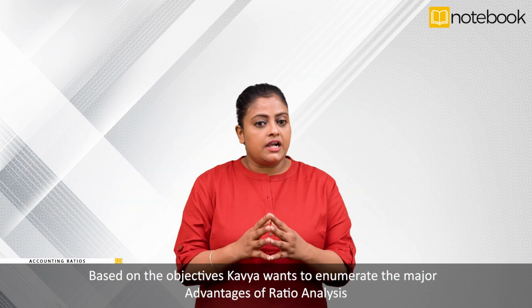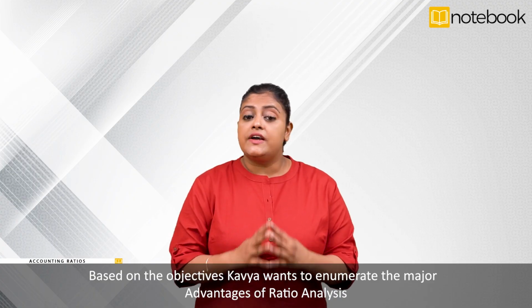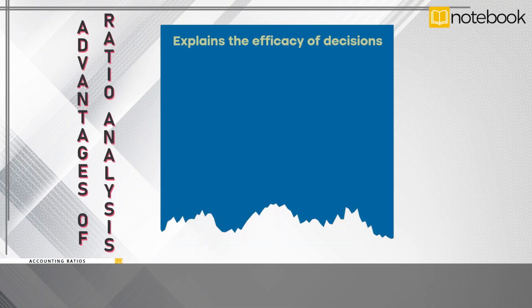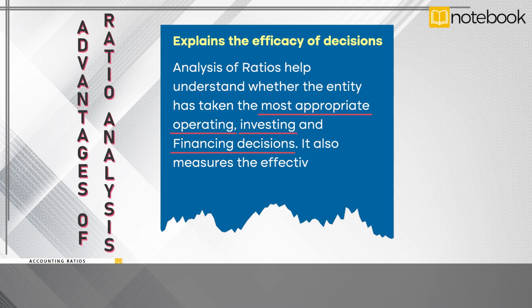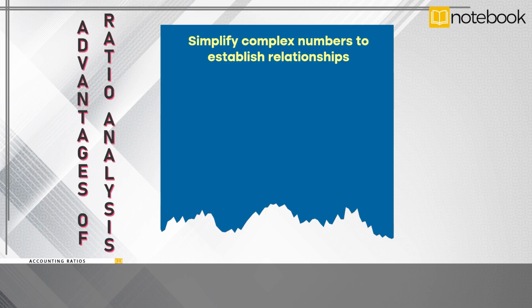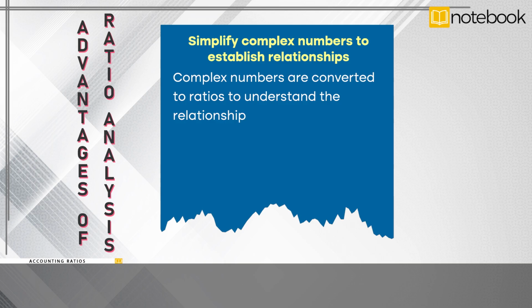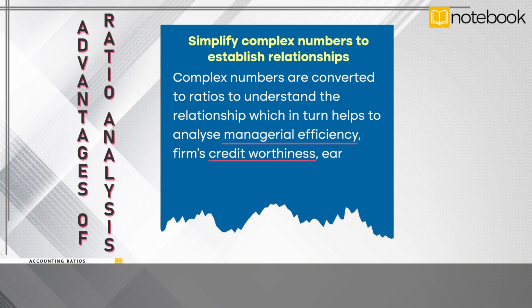Based on the objectives, Kavya wants to enumerate the major advantages of ratio analysis. Explains the efficacy of decisions. Analysis of ratios helps understand whether the entity has taken the most appropriate operating, investing, and financing decisions. It also measures the effectiveness of such implementation. Simplify complex numbers to establish relationships. Complex numbers are converted to ratios to understand the relationship, which in turn helps to analyze managerial efficiency, firms' creditworthiness, earning capacity, and such other parameters.